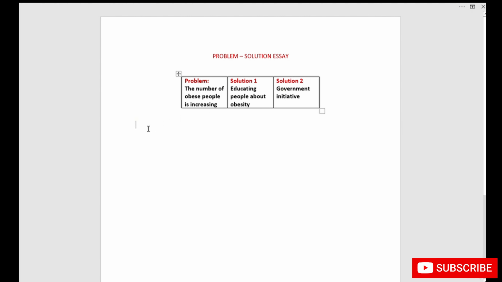Now, when you write your introduction paragraph, you need to talk about where the problem comes from and who the problem affects, how does it affect in the long term or in the short term. So I'm starting my first sentence by talking about the roots of the problem, and I say, the number of obese people is increasing every day. Now I'm going to reword this sentence. More and more people are becoming obese each year.